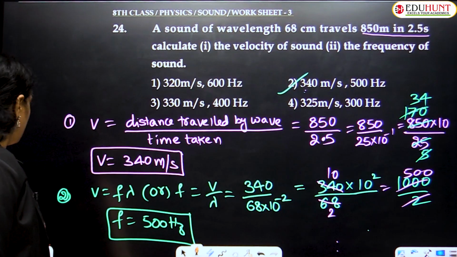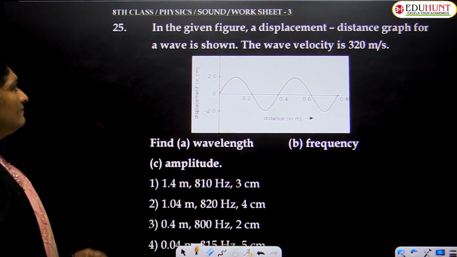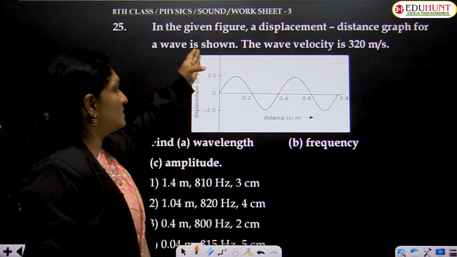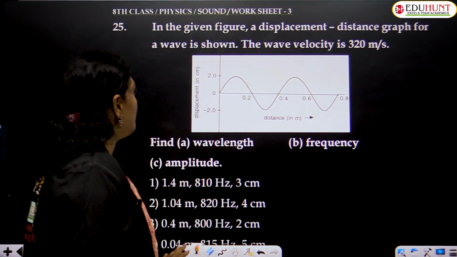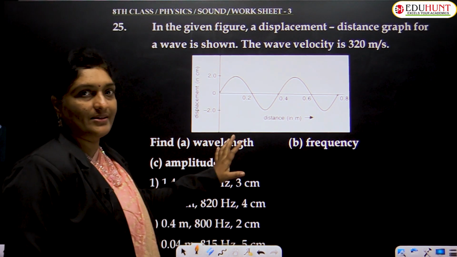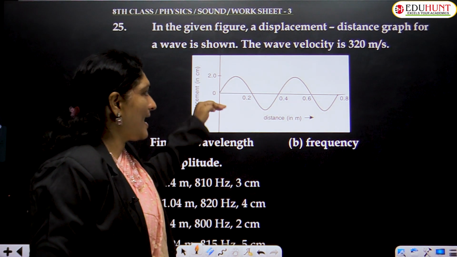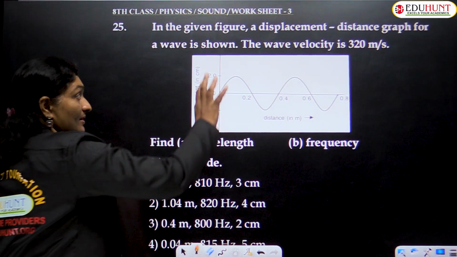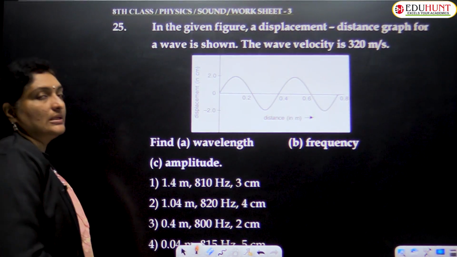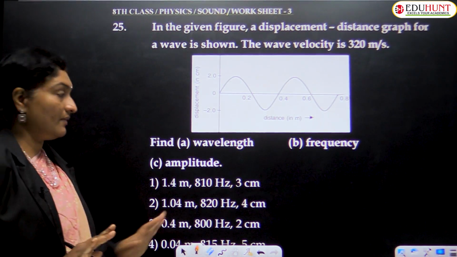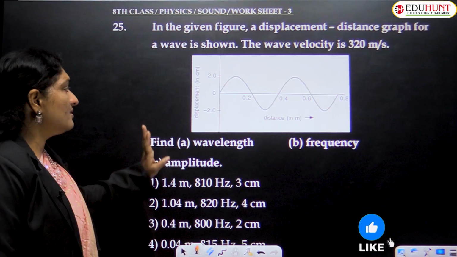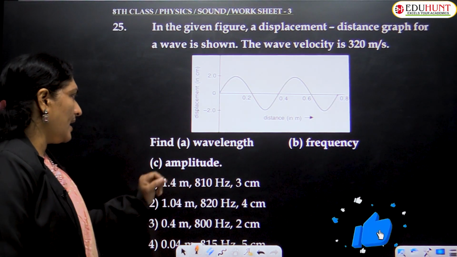Children, moving to the next question. Question number 25. In the given figure, a displacement distance graph for a wave is shown. A wave is drawn taking displacement on the y-axis and distance on the x-axis. Even the velocity of the wave is given as 320 meter per second. Wave velocity is also given. You are asked to find the value of wavelength, frequency and amplitude.